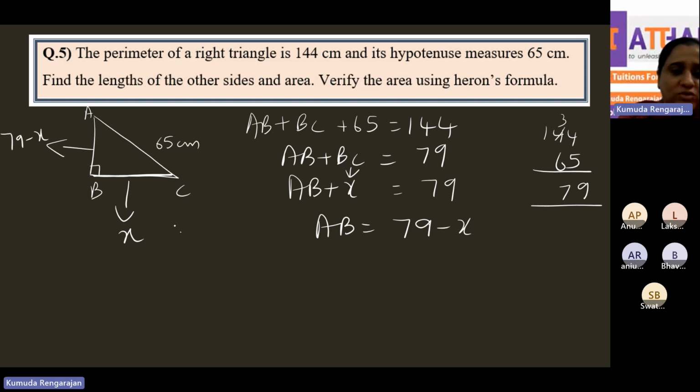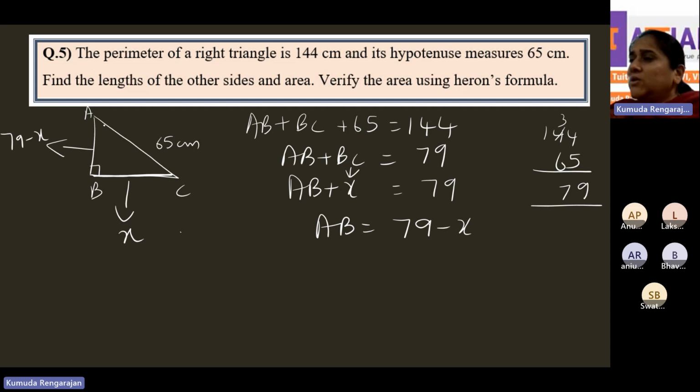Now you must connect these three using Pythagoras theorem. See, to work, you need to construct some equation. Right now, we have used all the information given. See, the 65 centimeters hypotenuse we have used. Perimeter 144 centimeters we have used. Now we don't have any information to construct the equation.